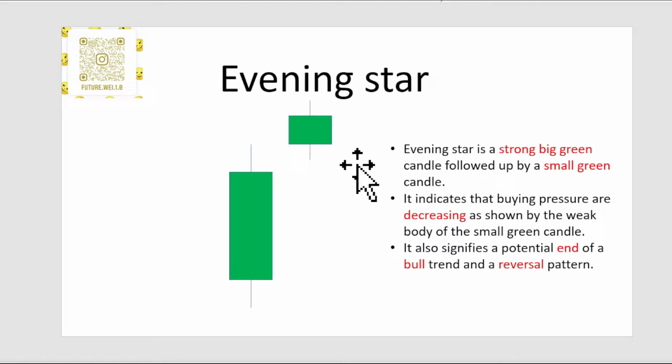Next up, we have evening star. Evening star is a big green candle followed up by a small green candle. This shows that the buying pressure has been decreasing because the body of the green candle is very small. It also signifies a potential end of a bull trend if it closes at a strong resistance, and a reversal pattern to change the trend from bull to bear. The target for evening star is back to the open of the big green candle.